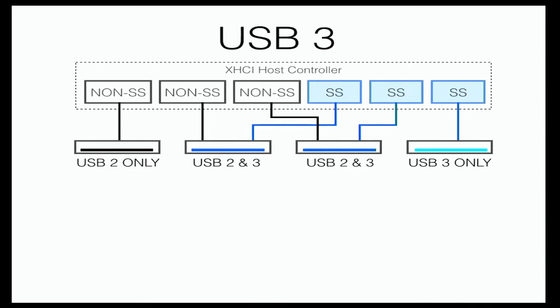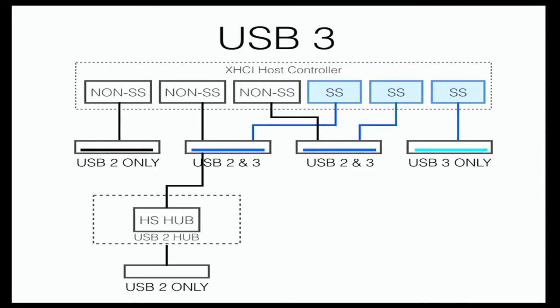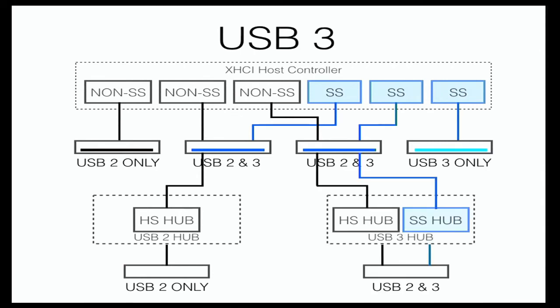Then, that's not even the half of it. If you have a high-speed hub and plug it into one of these dual ports, it will only connect to the low-speed or the high-speed pins, and then you will have USB 2 only connectors there. However, a USB 3 hub actually has two hubs in it. It has a high-speed hub and a super-speed hub in it. The super-speed hub connects to the super-speed pins, which goes to the super-speed port, and the high-speed hub connects to the high-speed pins and goes to this port.